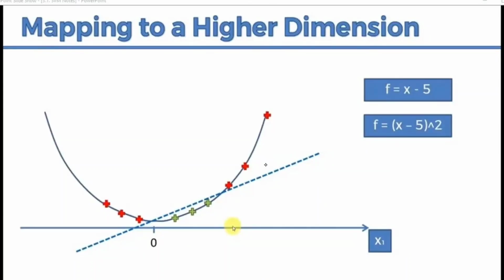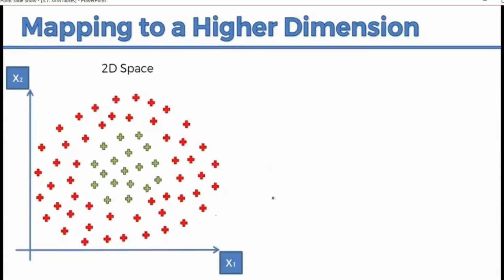Sir, you have increased to (x minus 5) whole square. Okay, it is separating. Assume that in (x minus 5) whole square also it is not getting separated. Then whole cube, I will try with the higher dimensions. I will increase the dimensions. Number of dimensions I will increase. Whenever it is easily separable, at that time I'm going to separate the data points.